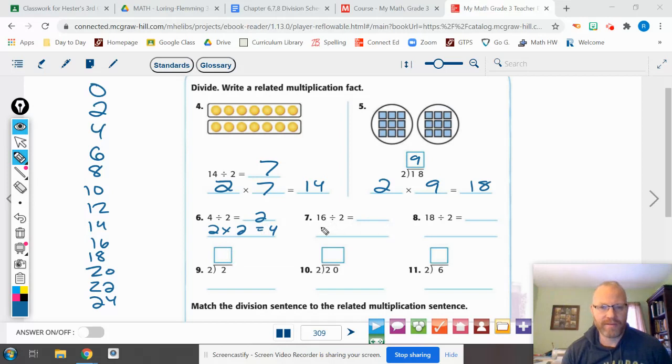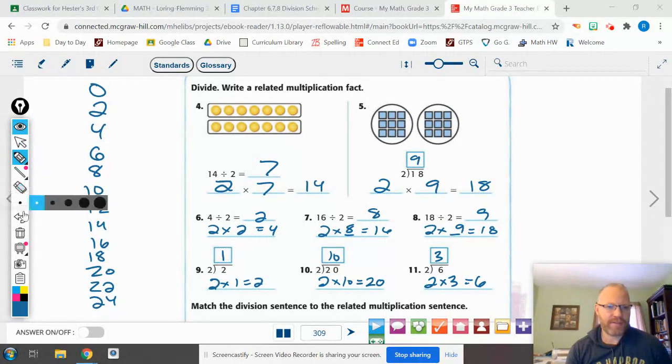Here we have 2 times something equals 16, and that something is 8. Here we have 2 times something equals 18. That something is 9. Here we have 2 divided by 2 is the same as 2 times 1 equals 2. So 1 is our answer. 2 times something equals 20, and that something is 10. 2 times something equals 6, and that's 3.